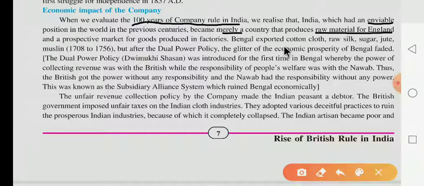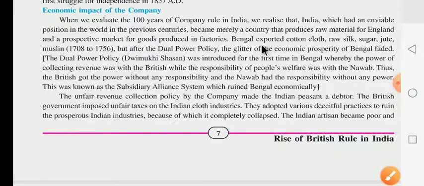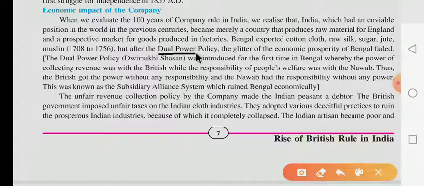Bengal exported cotton clothes, raw silk, sugar, jute, muslin in 1708 to 1756. These are all the names of commodities that Bengal exported in 1708 to 1756. But after the dual power policy, what happened? The dual power policy, the glitter of the economic prosperity.